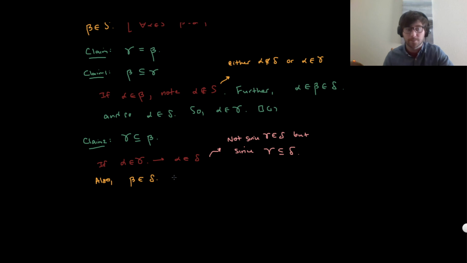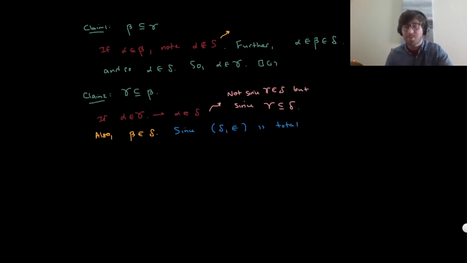So we can say that since delta with the membership relation is total, there are three options, and we're going to argue that two of them are impossible. Since this thing is total, we're going to compare alpha and beta, which are both elements of this total ordering. Either alpha is an element of beta, which is what we'd want. This is our dream. So this implies that we're done.